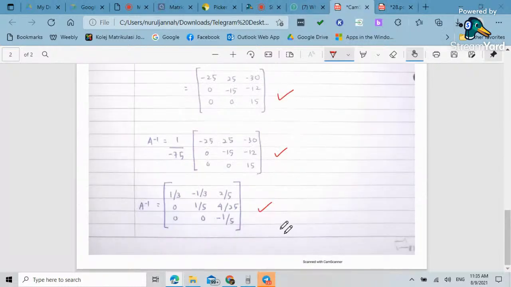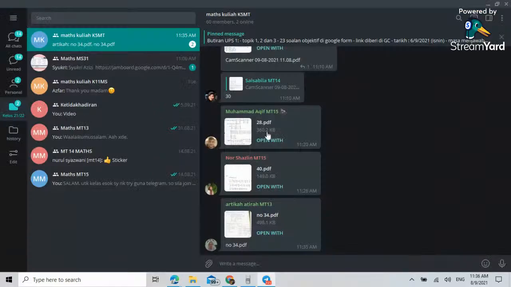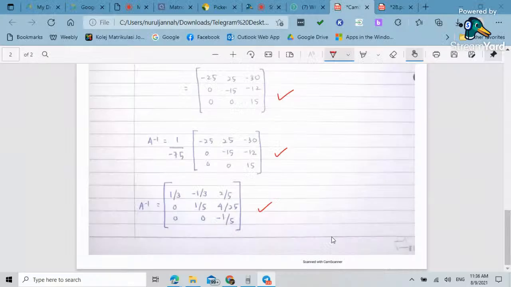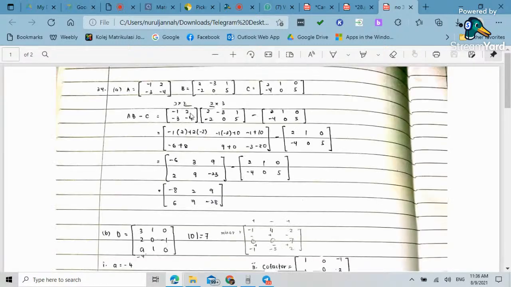Next we look at another group. Okay, let's look at group 34 and Sophia. For question number 34, the question asks to find AB minus C. So you multiply AB first and then subtract C. Okay, this is fine.